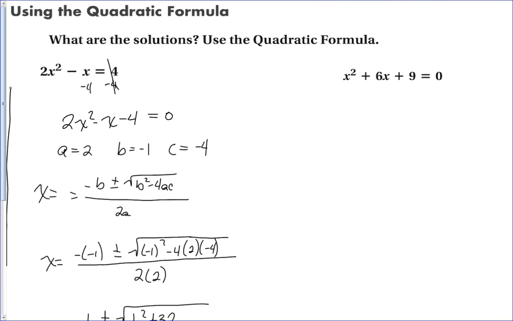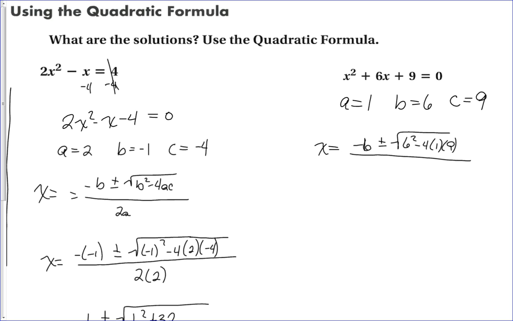Let's do another one real quick. This one's already in the form of ax squared plus bx plus c, so let's identify our variables. a is 1, b is 6, and c is 9. So let's plug it in. x equals, remember, here's our quadratic formula. So we're going to have negative 6 plus or minus the square root of 6 squared minus 4 times a times c, all divided by 2 times a.